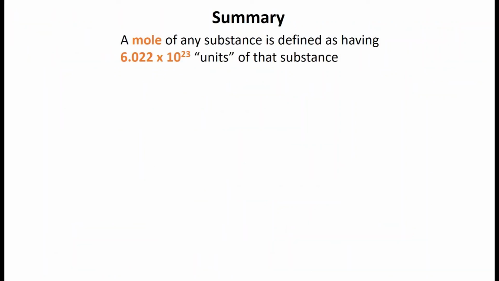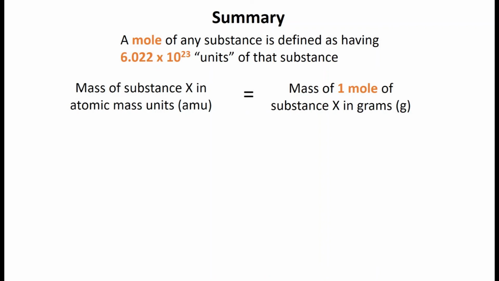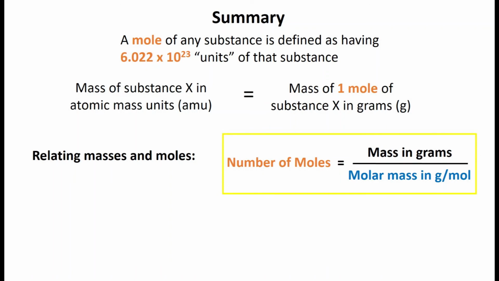Right, so to sum up, a mole of any substance is defined as having 6.022 times 10 to the 23 units of that substance. Remember, you can have a mole of glucose molecules, a mole of carbon atoms, a mole of Peugeots, whatever. The formula mass of any substance in atomic mass units is equal to the mass of 1 mole of that substance in grams. To relate masses and moles of substances, you need to know the molar mass of the substance you are interested in, and you can calculate that from the periodic table.